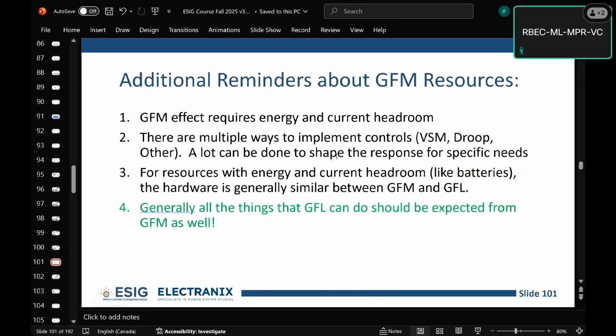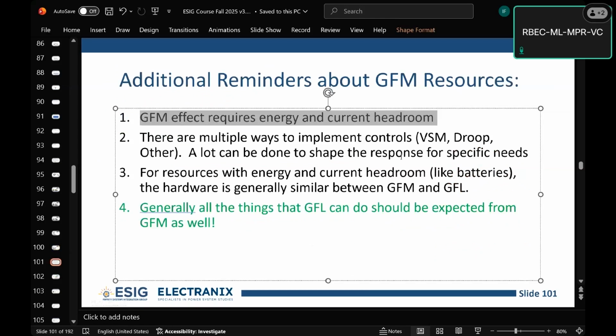Additional reminders about GFM. We do need energy and current headroom to derive some of the benefits, not all of them. Current and energy headroom are not needed generally in the small signal space, where you do get a bit of stability. It can operate in weak systems. There are lots of ways to implement the controls, virtual synchronous machine, Droop, and others, like Alex was showing. And a lot can be done to shape those needs.